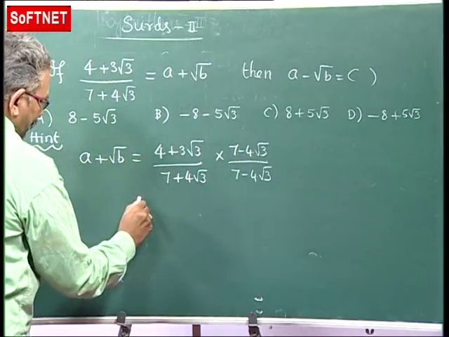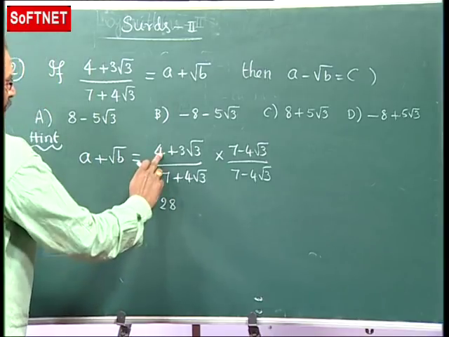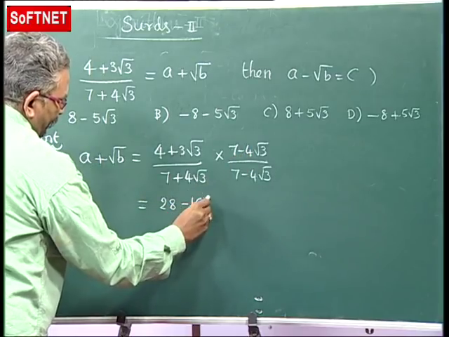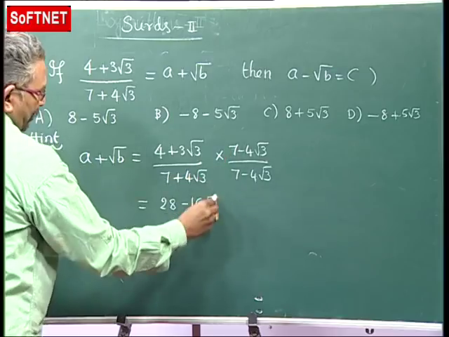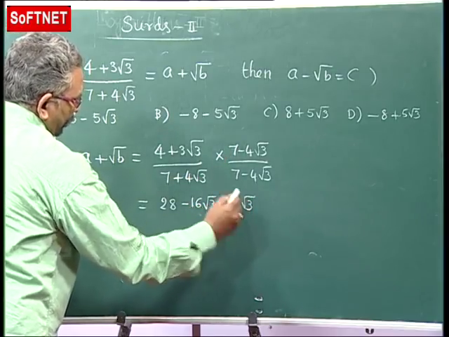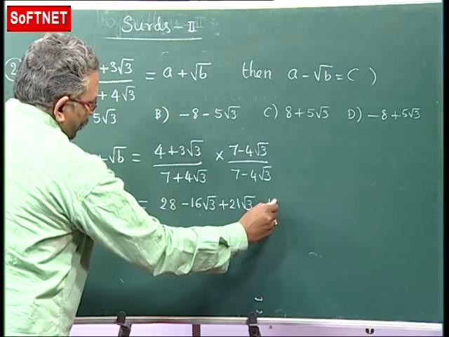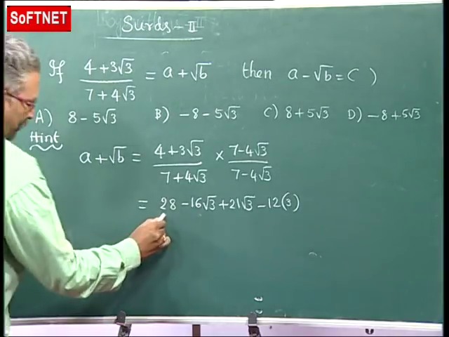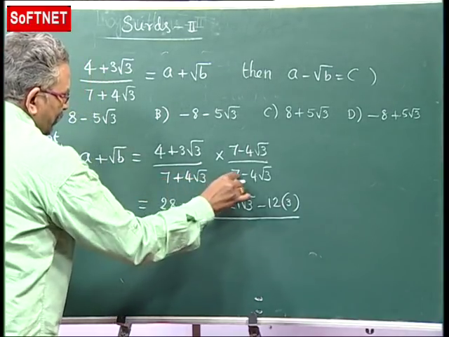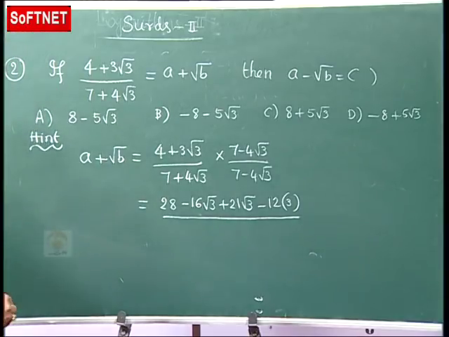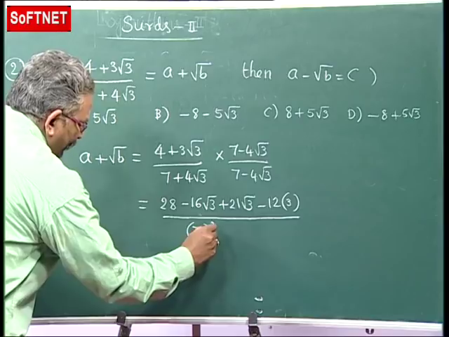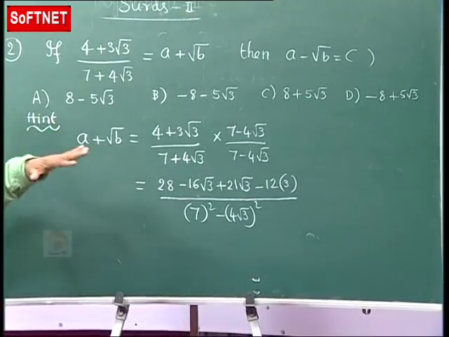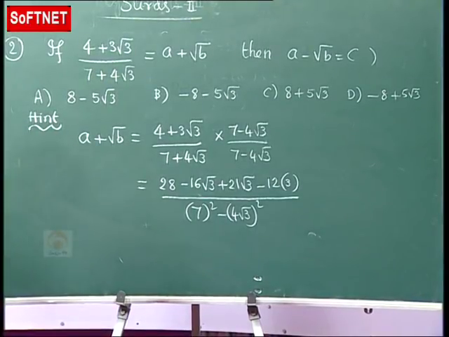4 into 7, 28. 4 into minus 4 root 3, minus 16 root 3. 3 root 3 into 7, plus 21 root 3. Plus into minus, minus 12 into 3, root 3 into root 3 is 3. Upon, this is a plus b into a minus b, very simple. a square minus b square, that is 7 square minus 4 root 3 square. Now, we have to do the simplification. So, here see the simplification part.